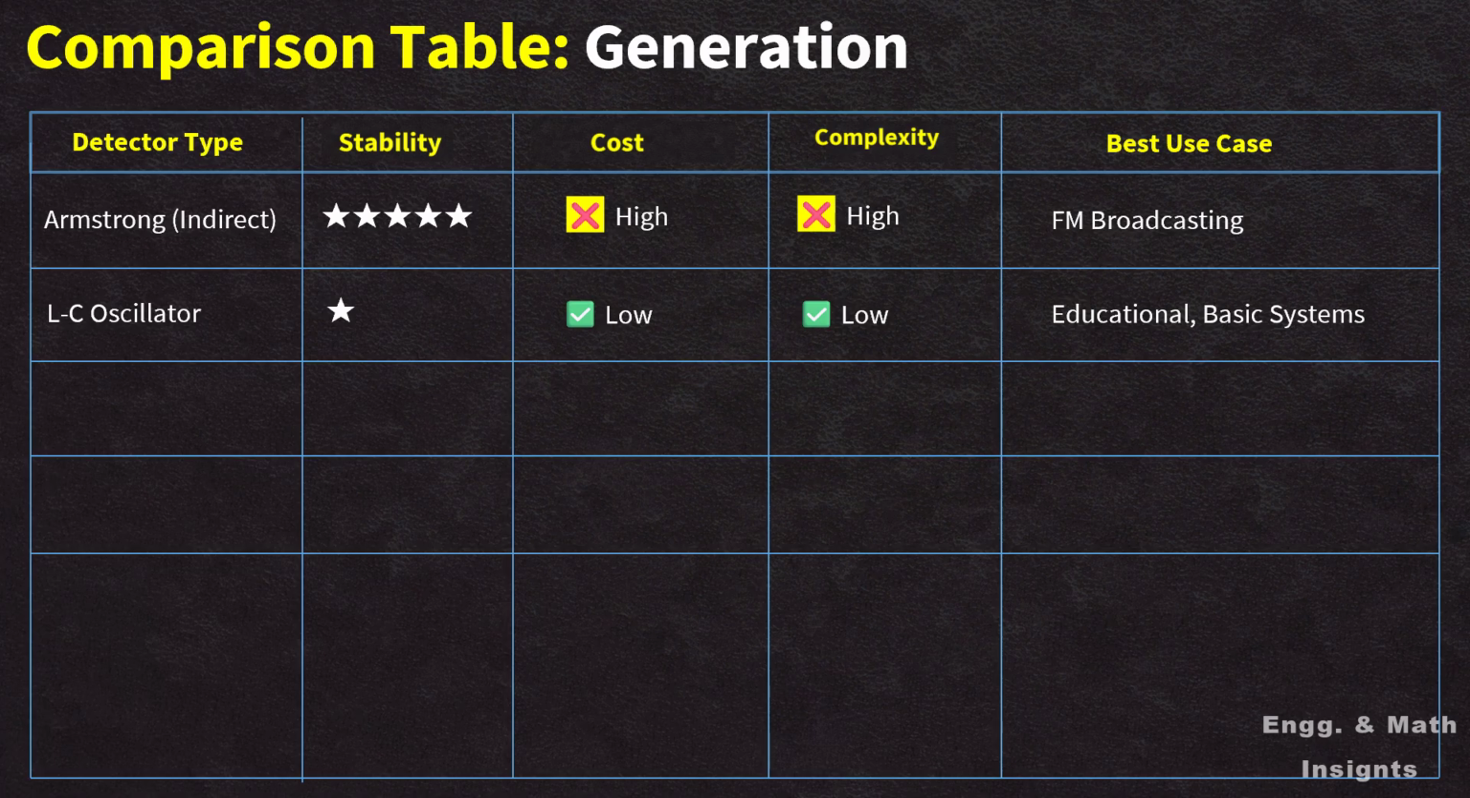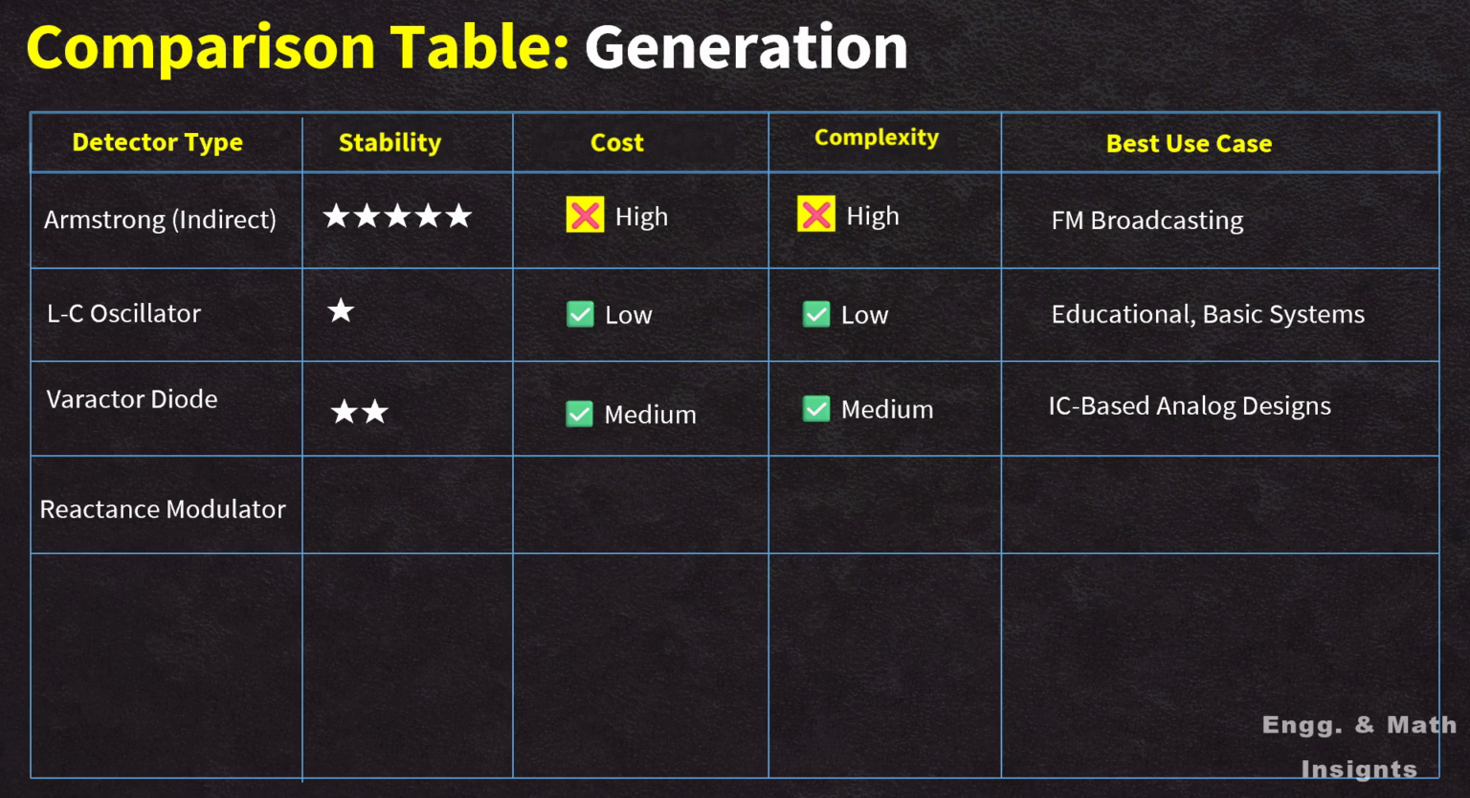Next we have the Varactor system. Here the stability is higher than the LC oscillator but lower than the Armstrong method. Cost and complexity are also at a medium level, and it is used for IC-based analog designs. Next we have the Reactance Modulator, which has higher stability than the LC oscillator and Varactor Diode. Cost level is also medium, and it is used for mid-range FM transmitters.